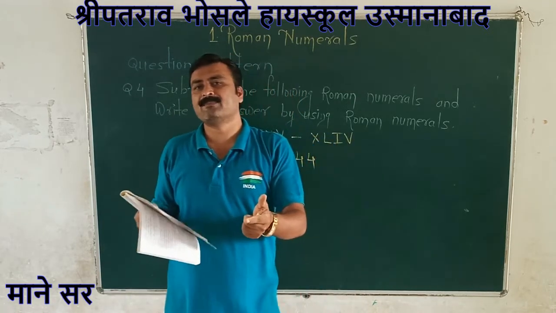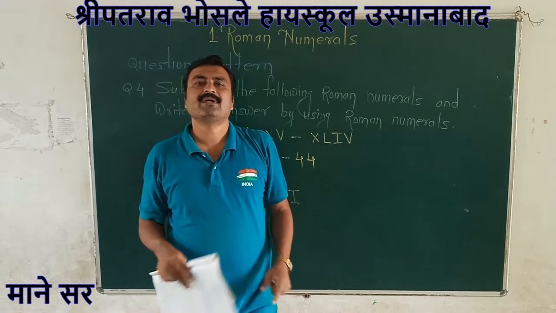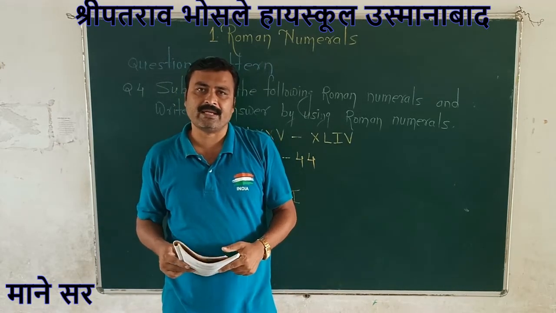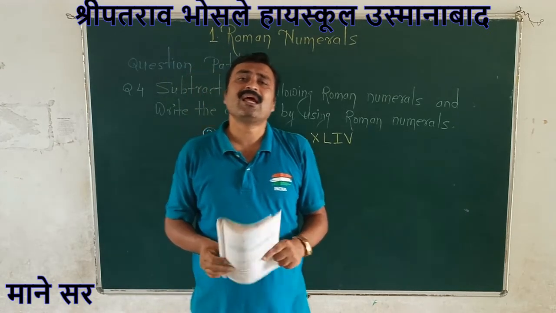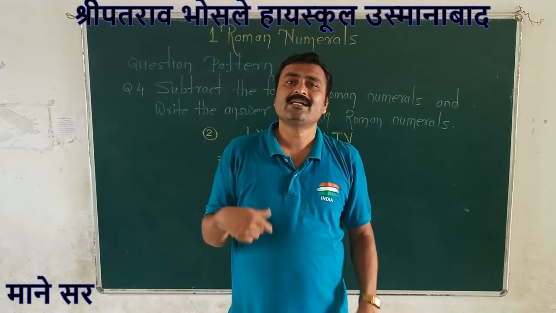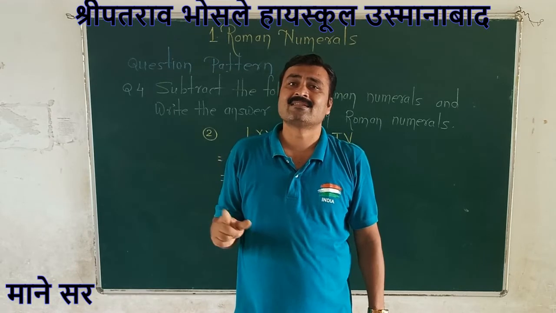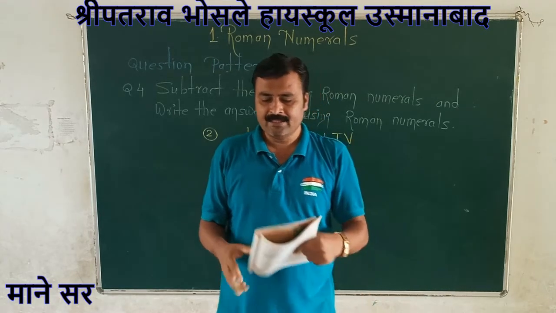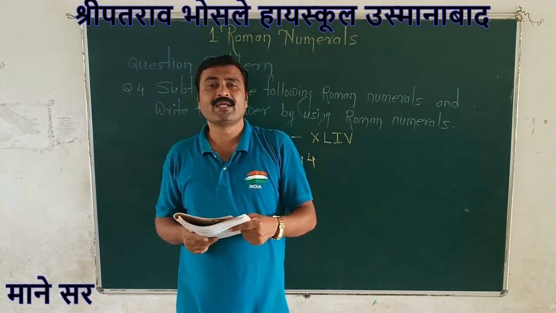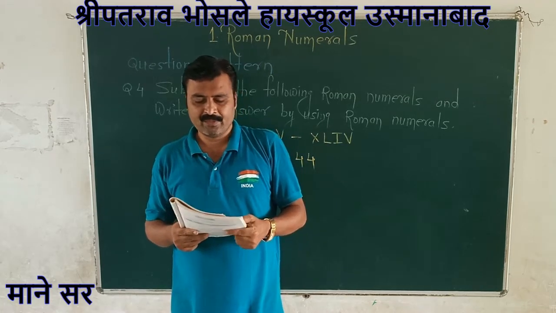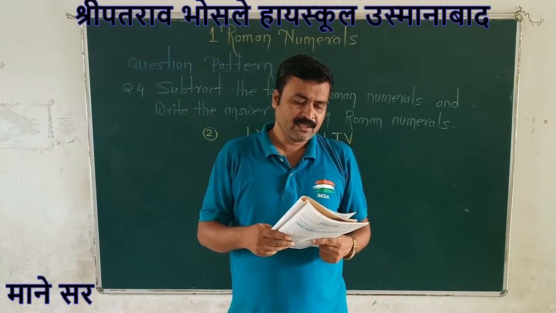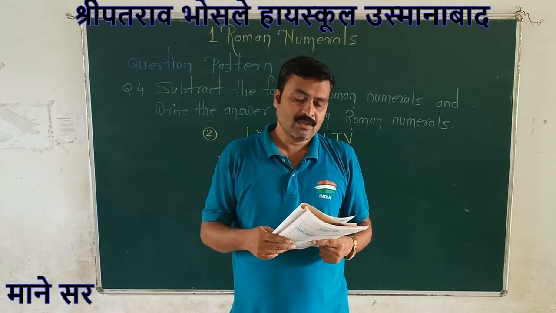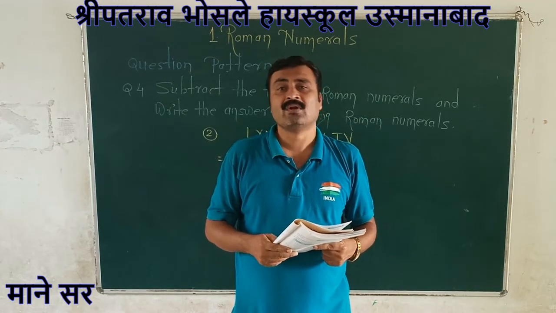Thereafter fifth example 11. 11 we can write into Roman sign as XI. Thereafter sixth example 18. We write 18 into Roman sign as XV triple I. In this way, 6 examples are given in question 4. Thereafter, the fifth question that is given is somewhat on your basic knowledge.